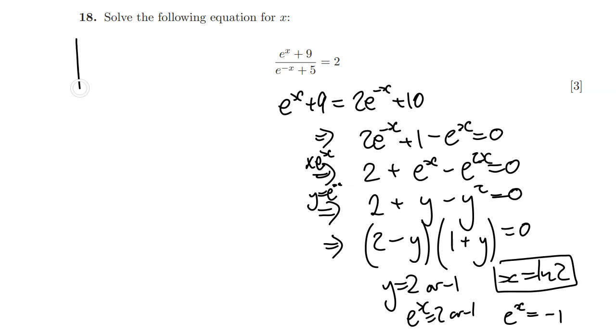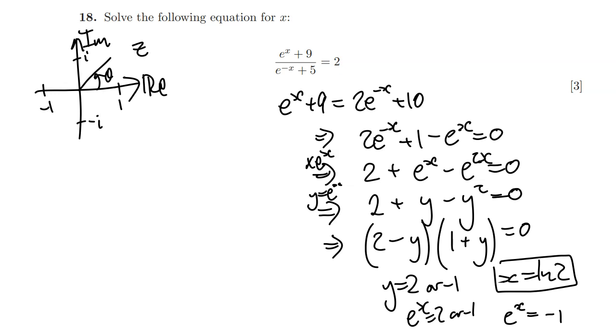So if you've ever done complex numbers before, you should know you can represent them on an Argand diagram, sort of like this, where z, our complex number, would be represented as e to the i theta. So in this case, theta equals 0 would give 1, theta equals pi over 2 would give i, z equals i, etc.